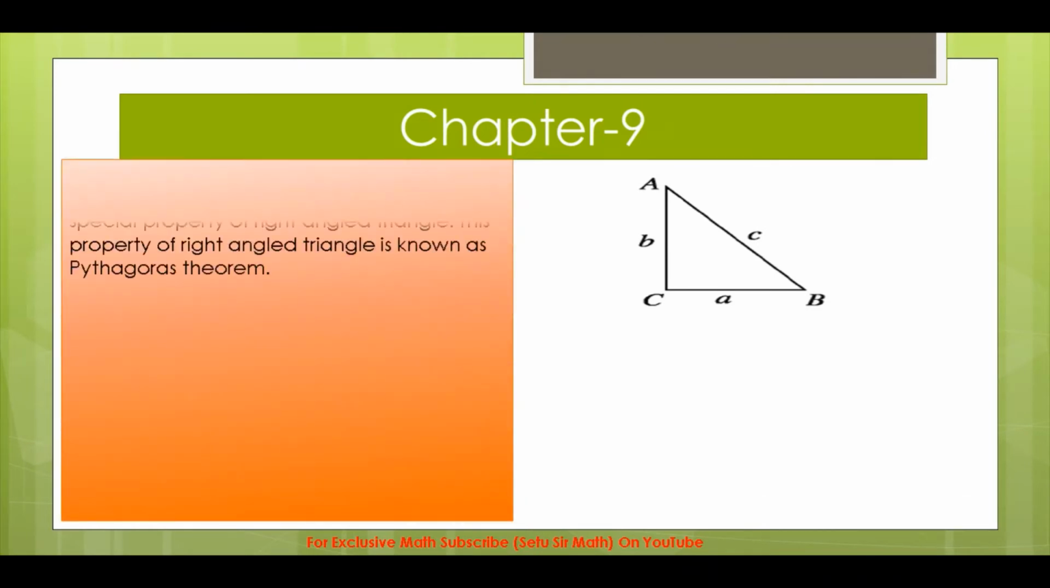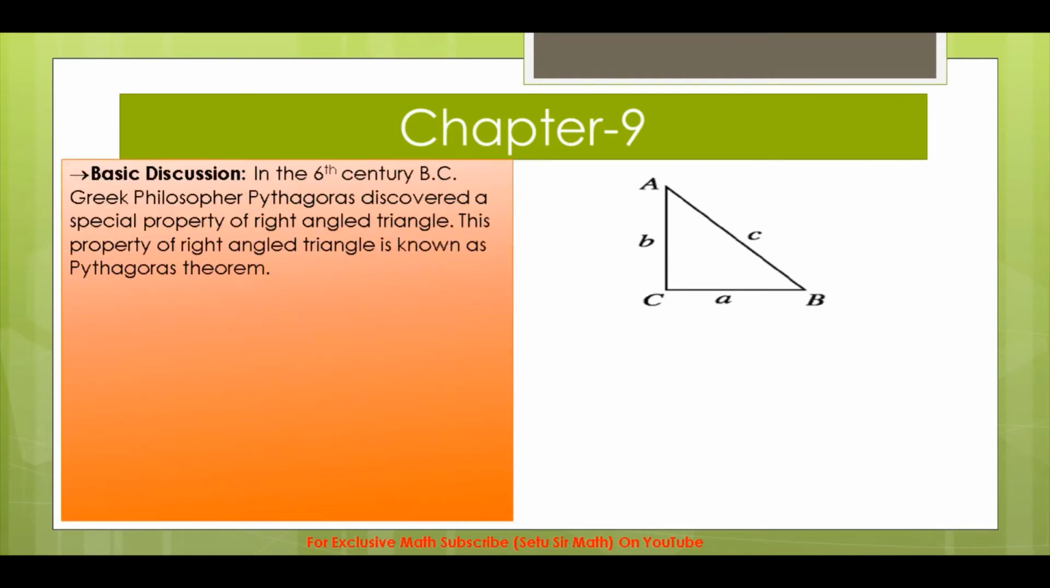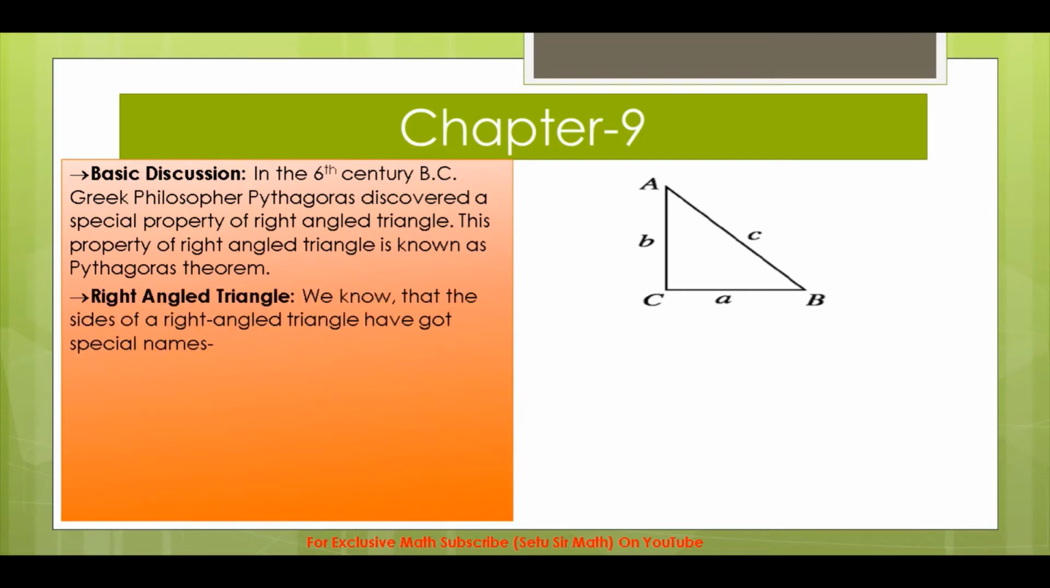Basic discussion. In the 6th century BC, the Greek philosopher Pythagoras discovered a special property of the right angle triangle. This property of the right angle triangle is known as the Pythagoras theorem. We know that the sides of a right angle triangle have special names. Let's see what the special names are.